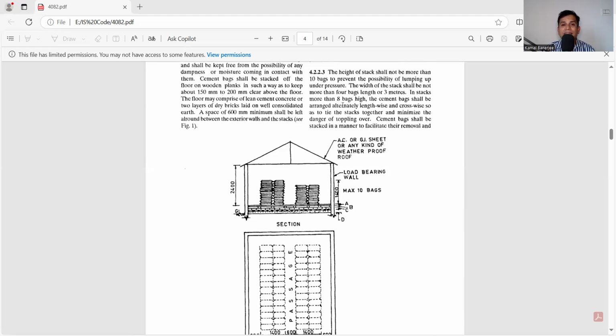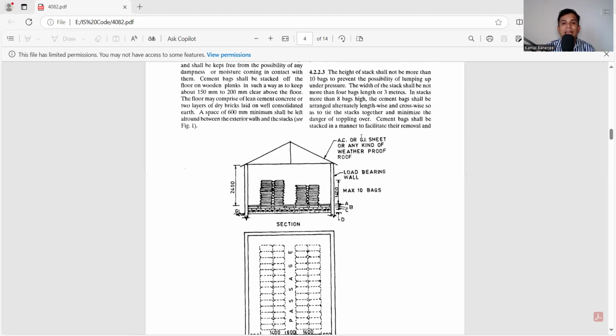In a stack more than 8 bags high, the cement bags shall be arranged alternately lengthwise and crosswise so as to tie the stack together and minimize the danger of toppling over. So it is suggesting that the layers should go first in this way and then in this way. So there will be bonding together, so there will be no toppling down.